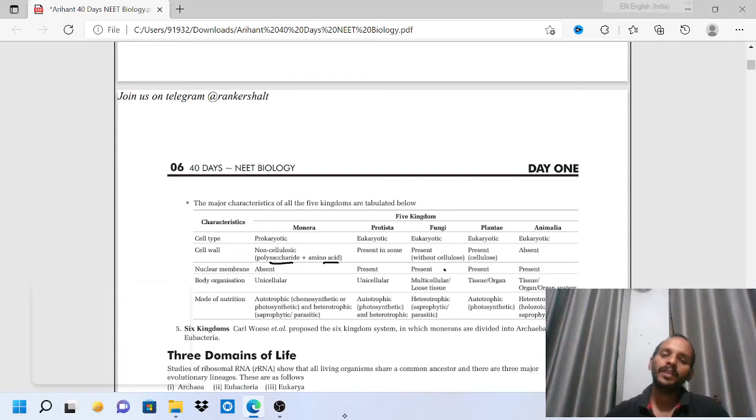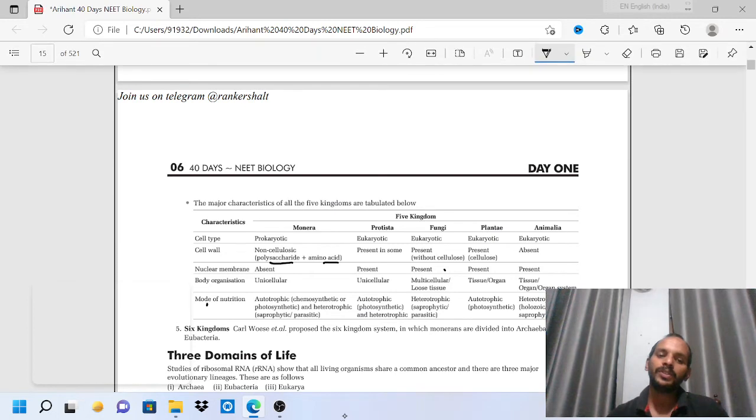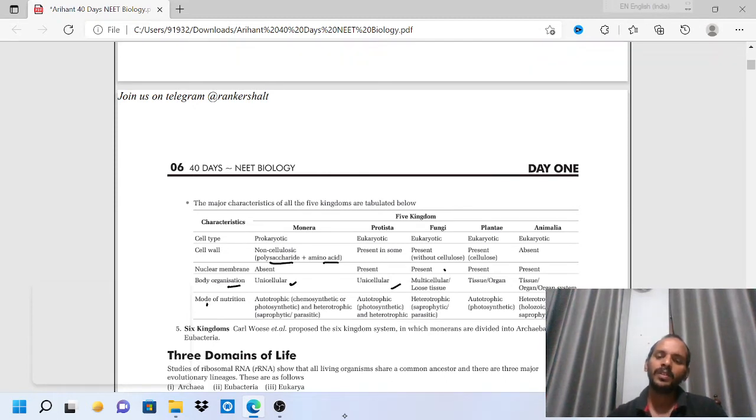And in Plantae, we know that the cell wall will be present, made of cellulose. In Animalia, the cell wall will be absent. The nuclear membrane will be absent in Monera and present in Protista, present in fungi, present in Plantae, present in Animalia. Mode of nutrition, body organization. Body organization: Monera is unicellular, Protista is unicellular.